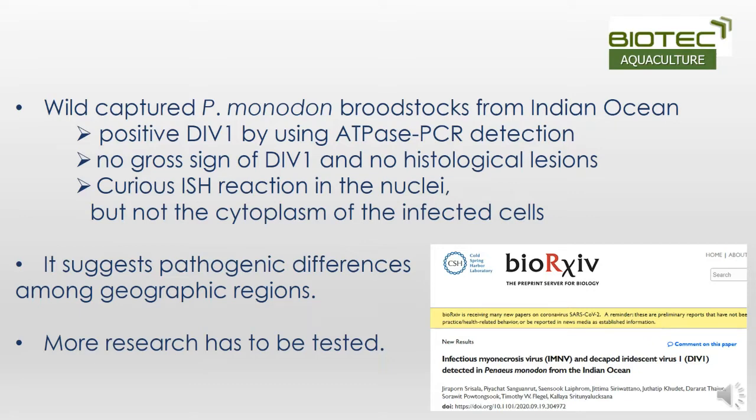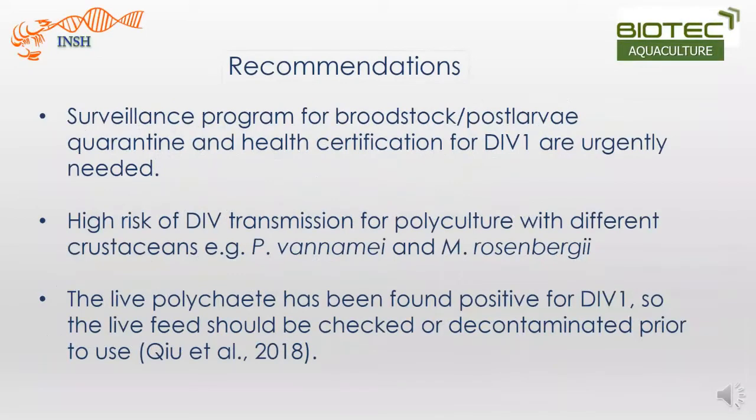We have published this study in the preprint server bioRxiv along with the peer-reviewed journal, so you can look at this study in bioRxiv now. So, in conclusion, for the recommendation, a surveillance program, post-arrival quarantine of broodstock and health certification for DIV1 are urgently needed in major shrimp-producing countries.